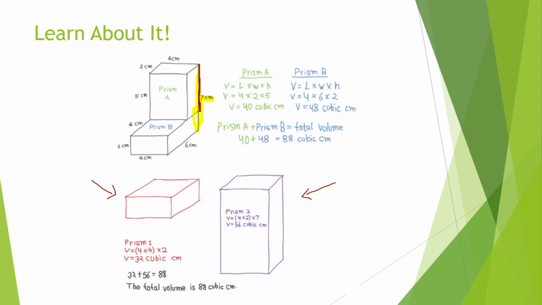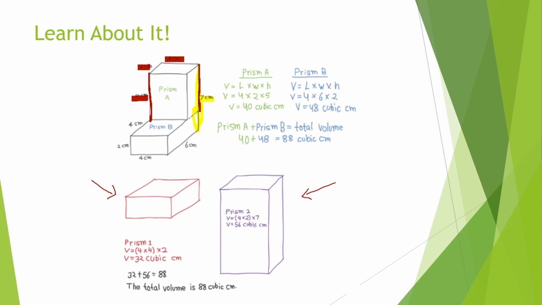Let's go ahead and take a look at the opposite side here, where prism A goes down until it meets prism B. As you can see, this says 5 centimeters. So that side is going to be represented by 5 centimeters. So prism A is going to be 5 centimeters, 2 centimeters, and 4 centimeters. So right here, 4 times 2 times 5. It's a little dark, I'm sorry about that. So then we were able to multiply those together and get the volume for prism A, 40 cubic centimeters.